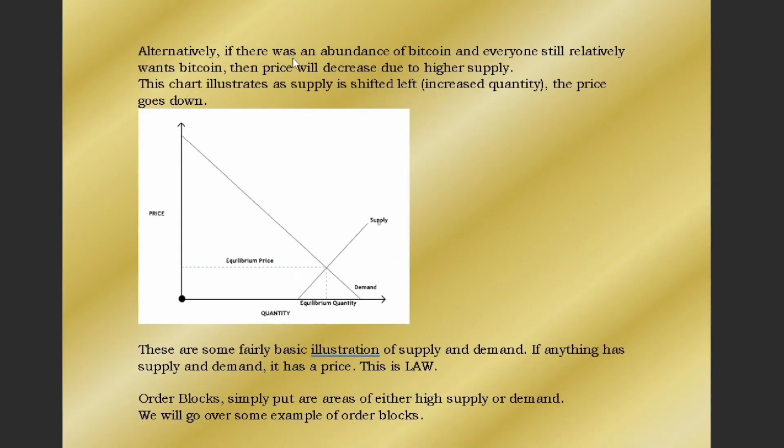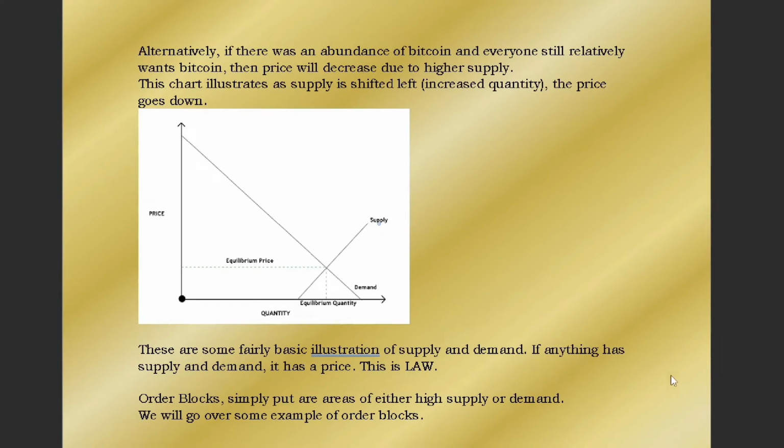Alternatively, if there was an abundance of Bitcoin, just say you could print it infinitely, and everyone still relatively wants Bitcoin, then the price will decrease due to the higher supply. This is what inflation is. So this chart illustrates that as supply is shifted right, and the demand stays the same, you can see that equilibrium price now has dropped all the way down here, but the quantity has shifted all the way from the left all the way to the right, so there's a lot of quantity, but the price is low.